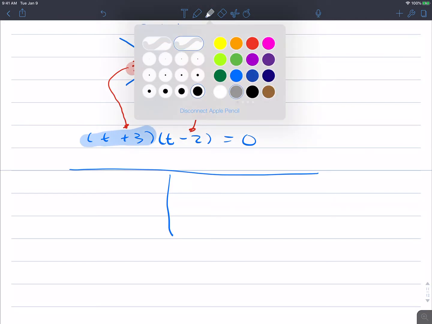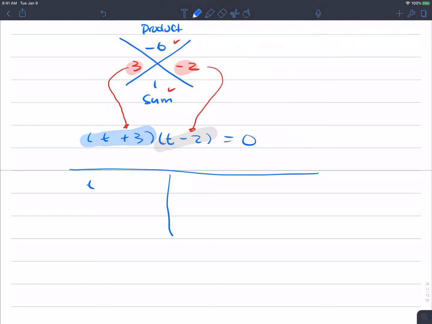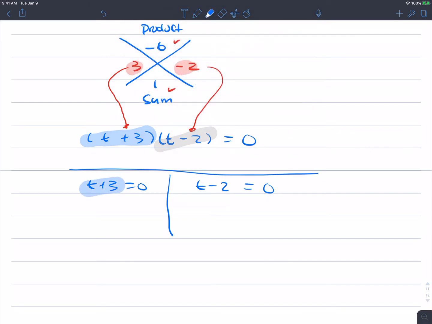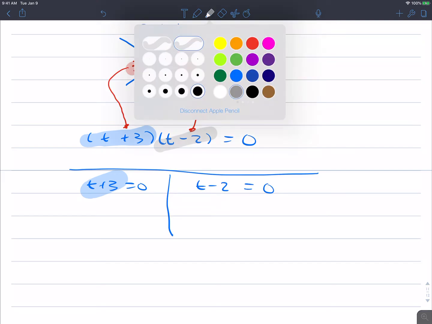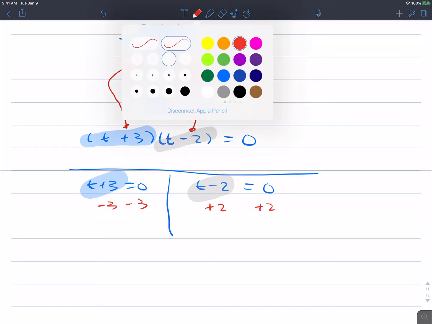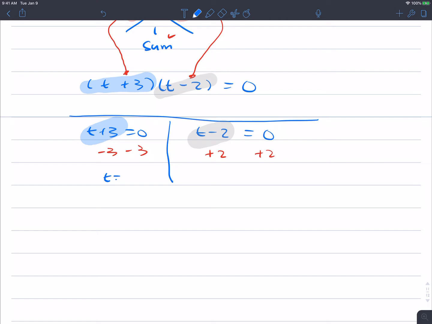We're going to use the zero product rule. So this means the first term equals 0, or the second term equals 0. Okay, subtract 3 and add 2. So we get t is negative 3 and t is positive 2.